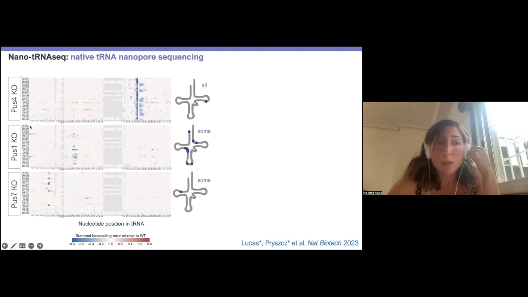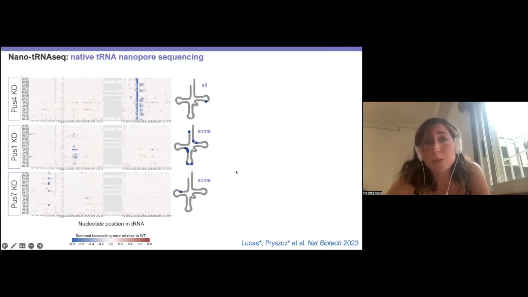And then you can do this with other writer enzymes. Here, for example, if we knock out PUS1, we see a different pattern, and it's not present in all tRNAs like before, but more selective. There's also more than one position that seems to be affected. And the same happens here with the PUS7 knockout, for example.